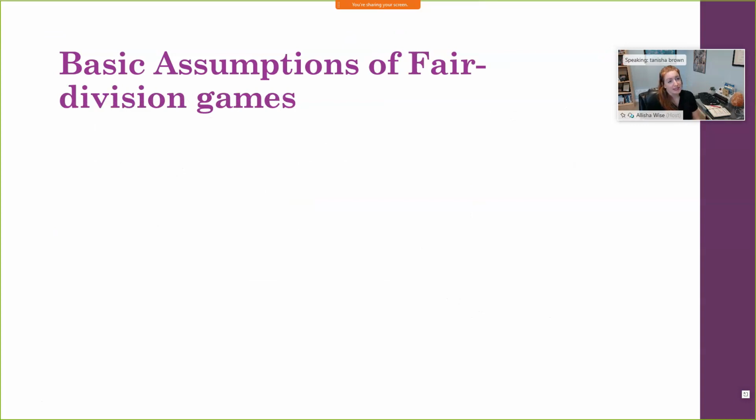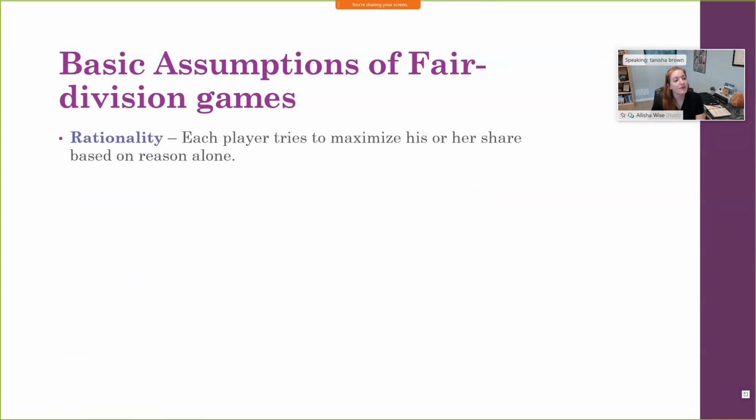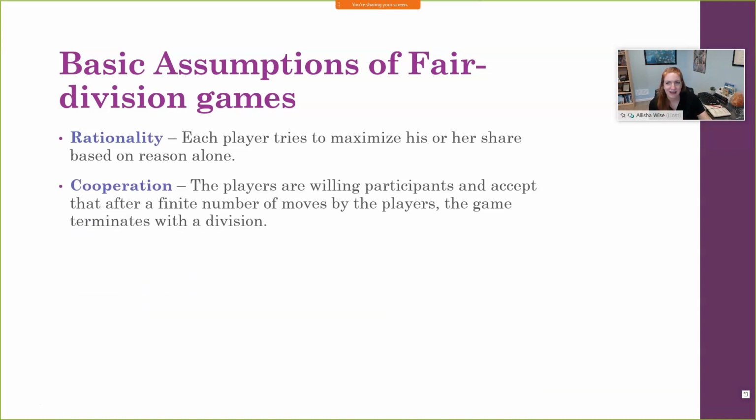So there are some basic assumptions of fair division games that we want to talk about. The first one is rationality. Now, this one always happens, but each player is trying to maximize his or her share based on reason alone. So you want to get the most possible. That's fair. Obviously you'd want to get the best pieces of candy if you could, right, Tanisha? Definitely.